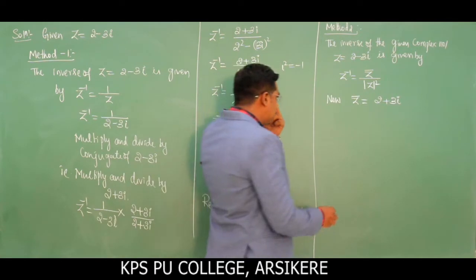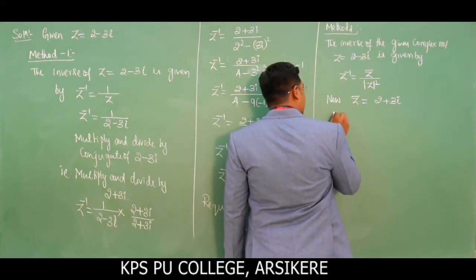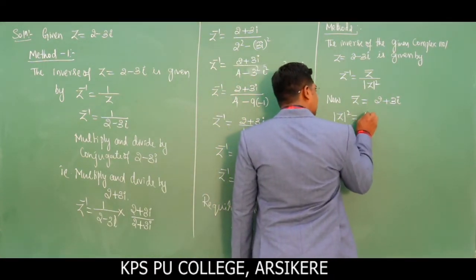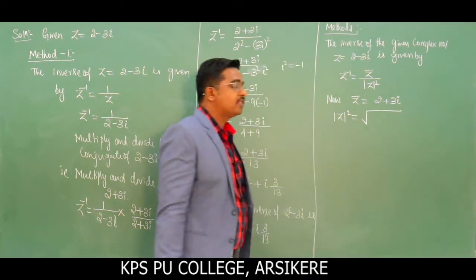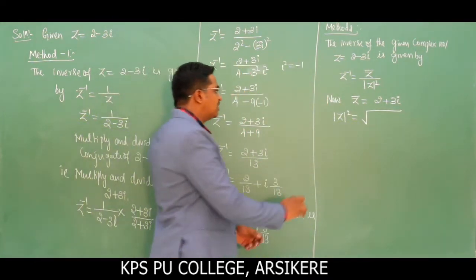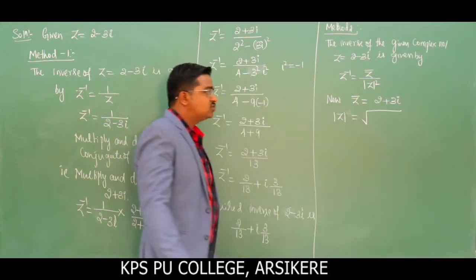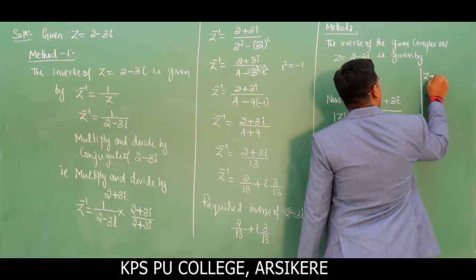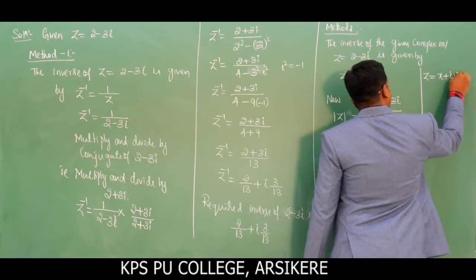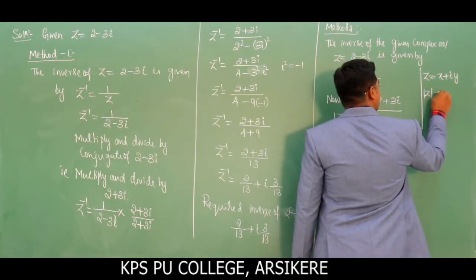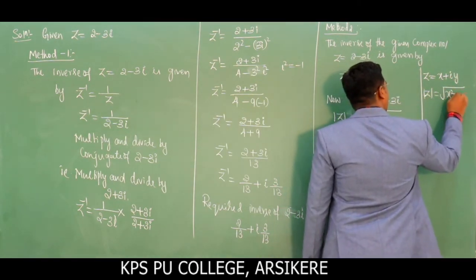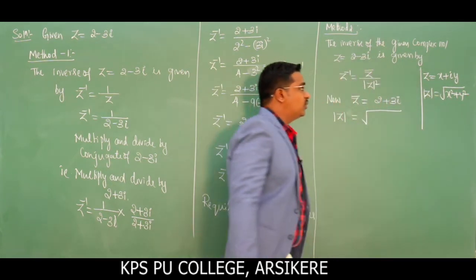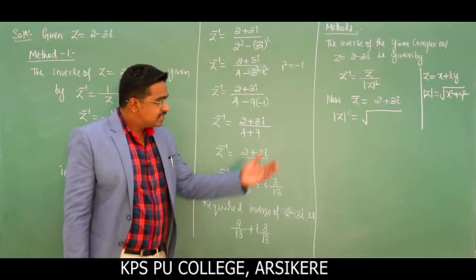Okay, now this is z bar, and mod of z whole square is equal to square root of... Just one modulus of z first. Generally we have the formula, when z is equal to x plus iy, mod of z is equal to root of x square plus y square. Just substitute the values.